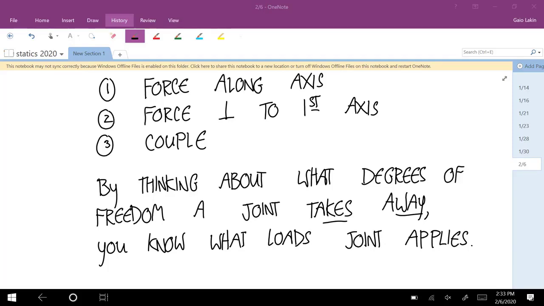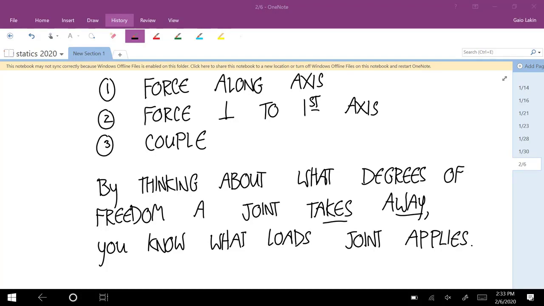So if you had an object and you welded it to the table, would you be able to translate it? Would you be able to translate it perpendicularly to that? Would you be able to change its orientation? Since all 3 degrees of freedom are taken away by a weld joint, that means that the weld joint applies a force along some axis, a force perpendicular to that axis, and a couple. That's the thought process that's going to let us go from looking at a thing in the park, and seeing a hinge, to saying in the free body diagram, I know there's a force in that direction over here. I know there's a couple, and so on.